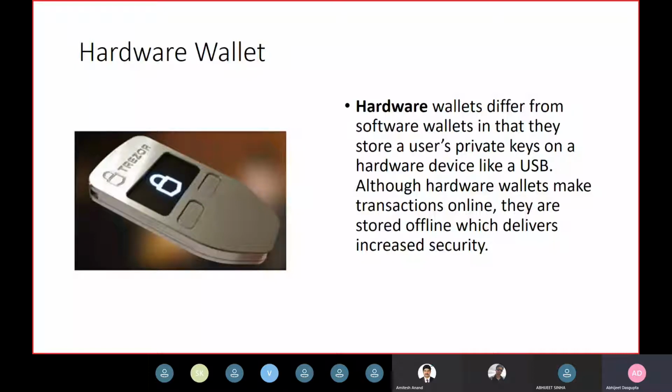In case this wallet does fall into the wrong hands, these wallets sometimes have biometric locks, sometimes have numeric PIN locks. So these are the ways wherein you can prevent unauthorized people from accessing these wallets.